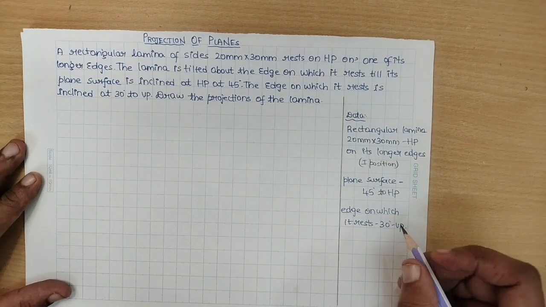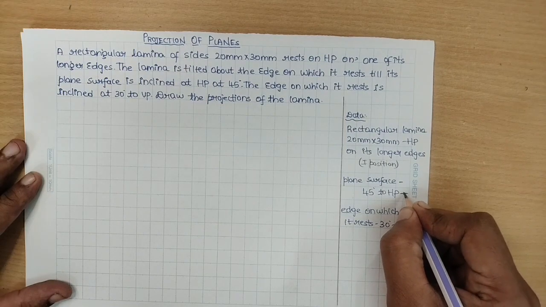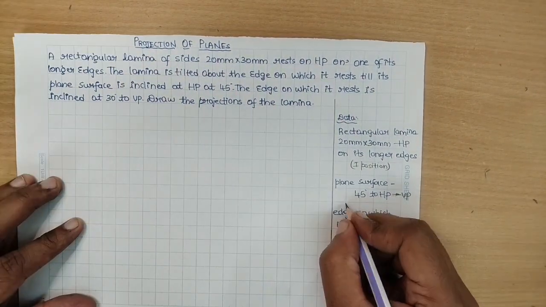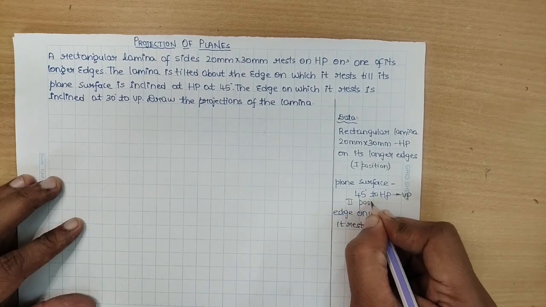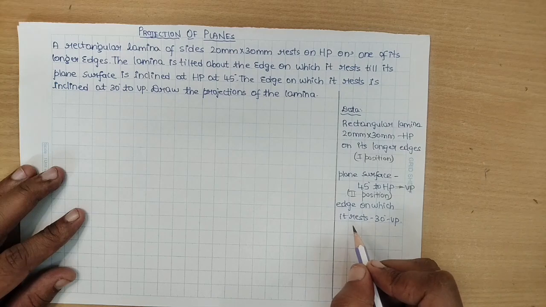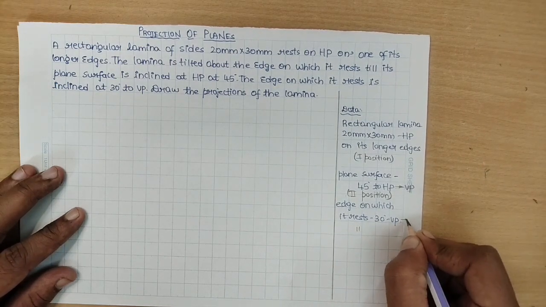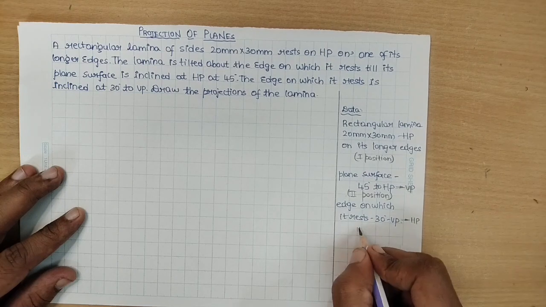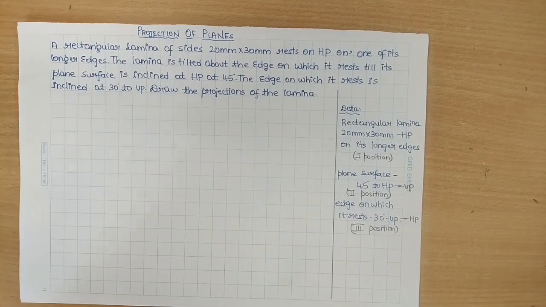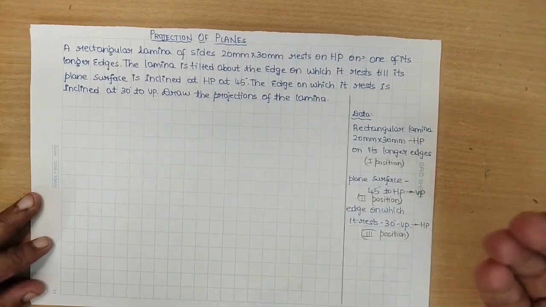Followed by the plane surface is inclined at an angle of 45 degrees to HP. Any inclination with respect to HP should be shown under VP. And this would be our position number 2. What's the next data? The edge on which it rests is inclined at 30 degrees to VP. Any inclination with respect to VP should be shown under HP, and this would be our third position. These things you need not write in the examination. Since this is a tutorial video, I'm explaining everything.